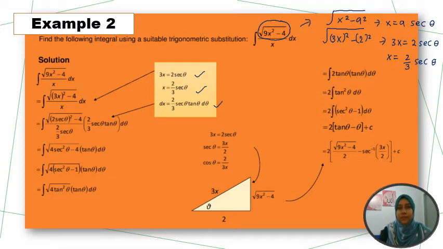Okay, so from this substitution, if you look at this original question, it will have the x squared, right? The value for x squared, you have to square this one, 3x squared. We have 3x squared, right? So we have to square this one. So 3x squared equals 4 secant squared theta.